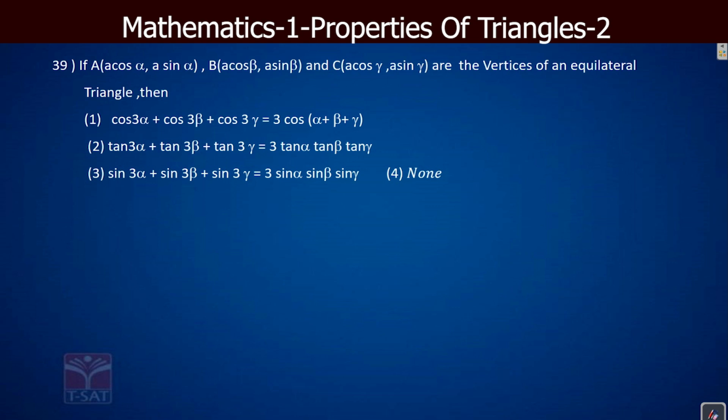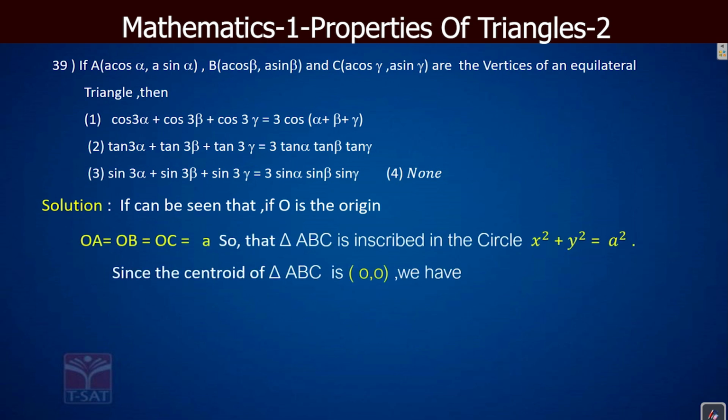Now you can see the vertices: A cos alpha, A sin alpha; A cos beta, A sin beta; A cos gamma, A sin gamma. So these vertices indicate that the origin is the circumcenter of the triangle. Origin is the circumcenter of the triangle. So that means OA is equal to OB is equal to OC, each is equal to A. So that triangle ABC is inscribed in the circle x square plus y square is equal to A square.